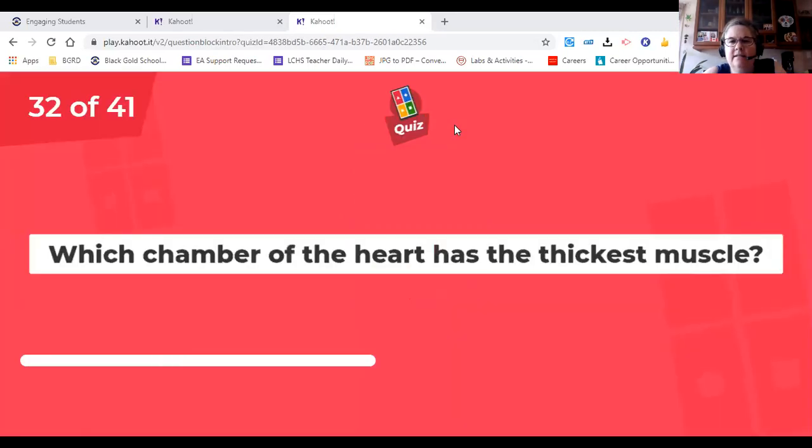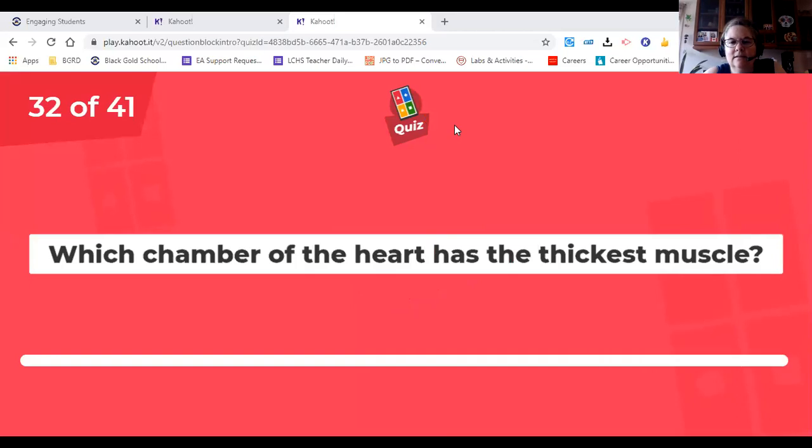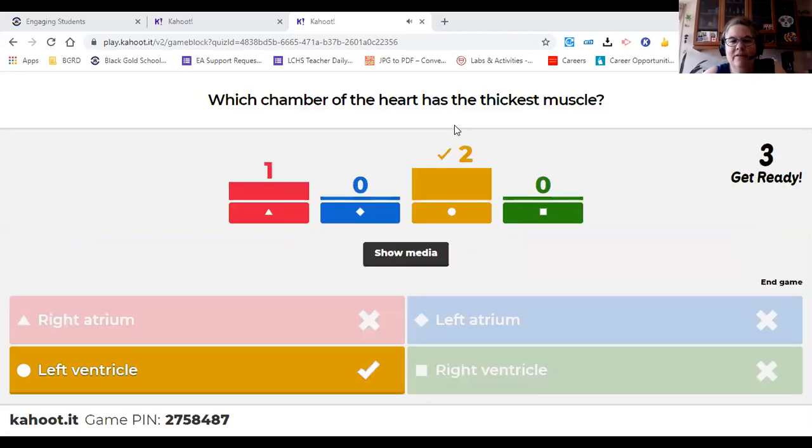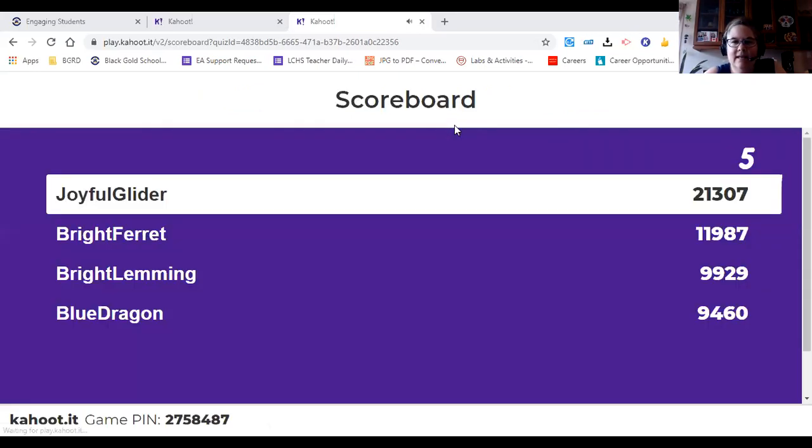Which chamber of the heart has the thickest muscle? Right atrium, left ventricle, left atrium, right ventricle. Thickest muscle, so therefore the strongest muscle. The left ventricle, because it's pumping the blood the furthest away. All right.